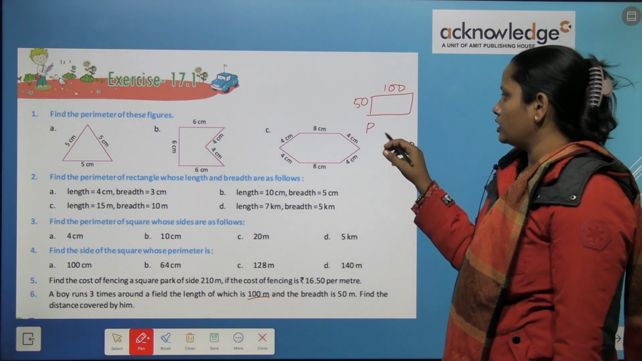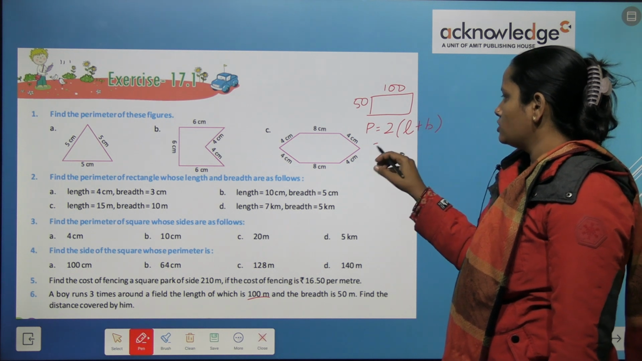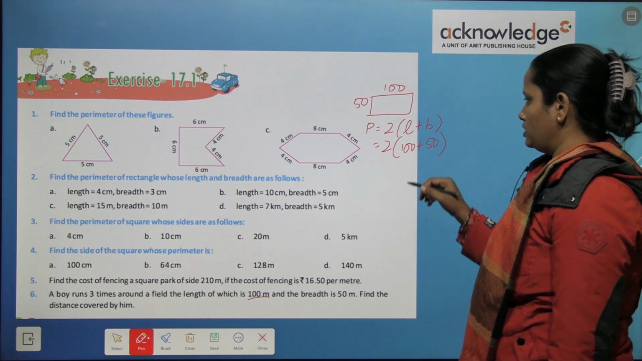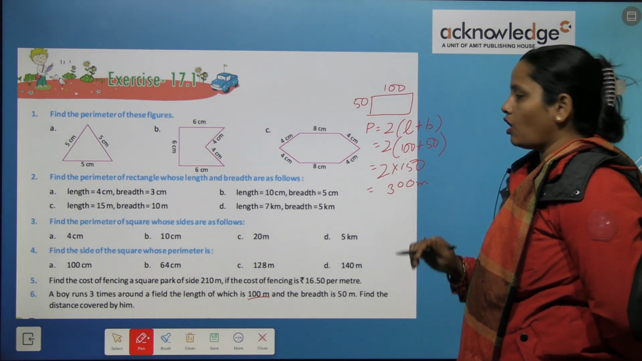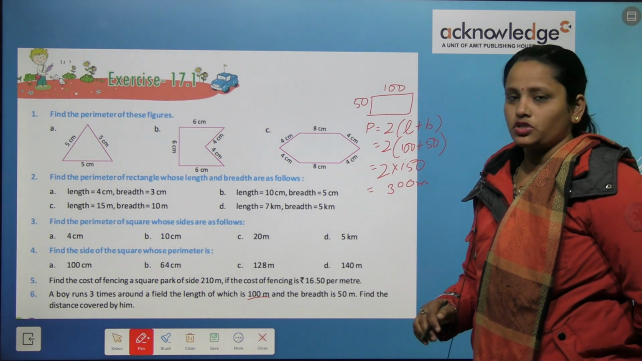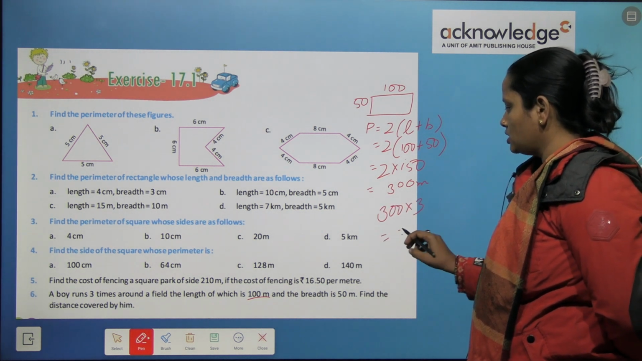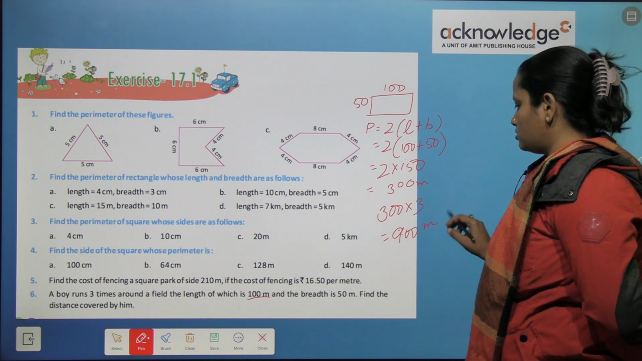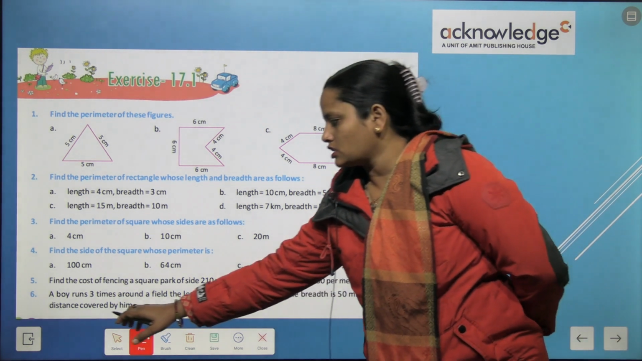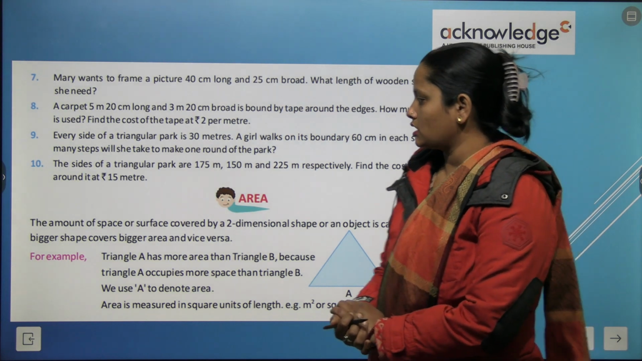So let's first find the perimeter. So perimeter is 2(L plus B). So here length is 100 and breadth is 50. So here the perimeter of this field is 300 meter and the boy is taking 3 rounds. Means 300 multiply 3, which is the boy travels 900 meter and this is the total distance covered by him. So similarly children, you have to do the rest of the questions that are given here.